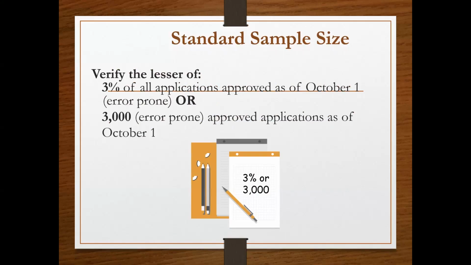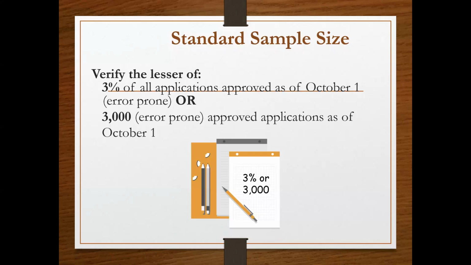Now, you remember at the very beginning, we were talking about key terms and we talked about error-prone. It's applications where the income falls within $100 of the income eligibility guidelines. So these error-prone applications, I would recommend, or we would recommend, that you mark those as you're doing applications. That way you don't have to go back through and look.